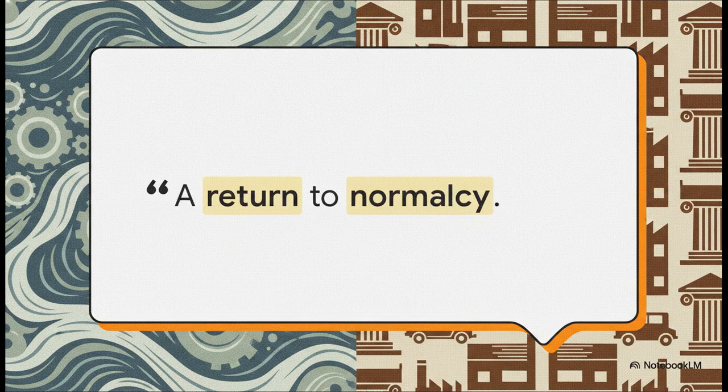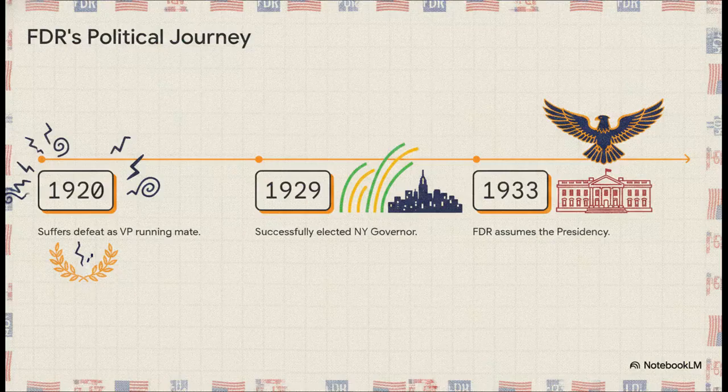In fact, during the 1920 election, Warren G. Harding explicitly campaigned on a return to normalcy, which was basically code for a direct rejection of the Roosevelt style of governance. And that 1920 election was actually a massive hurdle for FDR's early career.